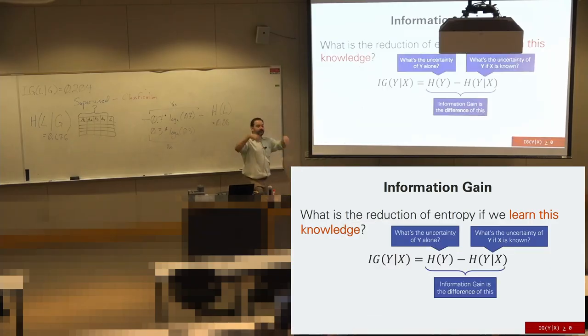My point being, what's going on is, what's the uncertainty of our value? Then if we know some value of it, the difference is what we call information gain.